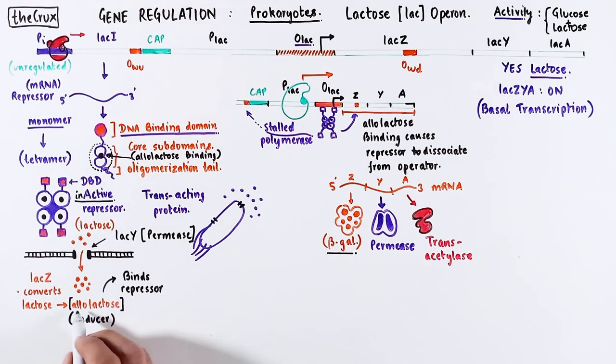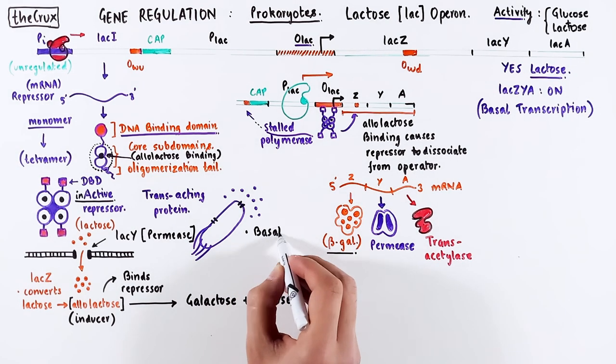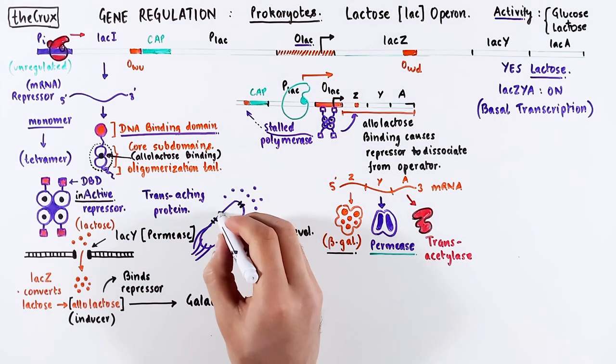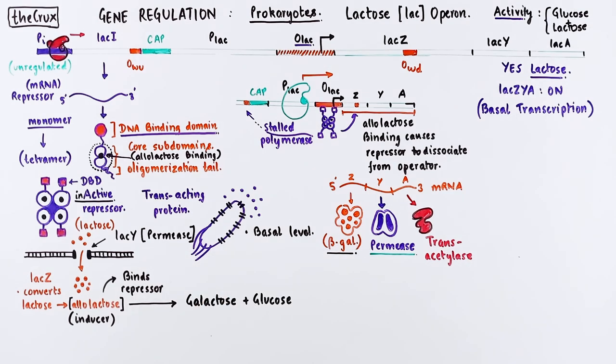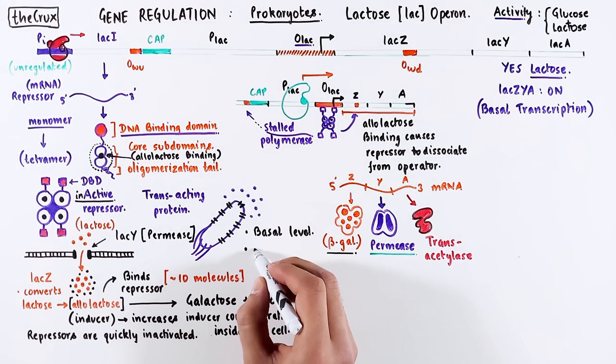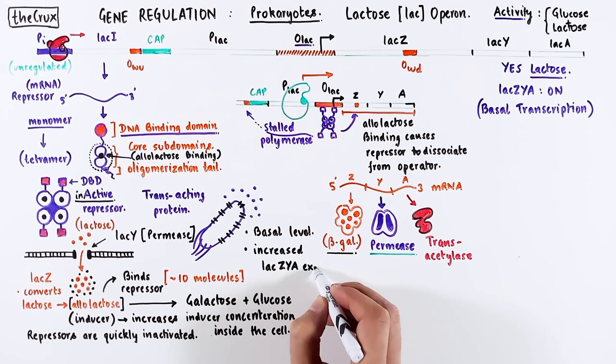And this LacZ can break down lactose into galactose and glucose. And this permease, which was originally at this basal level, also goes up in expression. And as a result, its concentration on the cell membrane also goes up, which means more lactose is transported into the cells, which means that more inducer molecules, the allolactose, can be produced. Remember, we said that only 10 repressor molecules are present in the cells at all times? Well, when the inducer concentration goes up, all those repressors quickly get inactivated. And therefore, as a result, the LacZYA expression keeps increasing until saturation as long as the lactose is available.